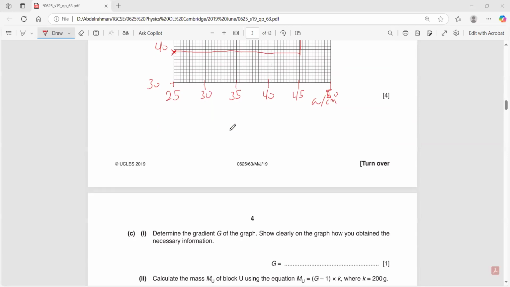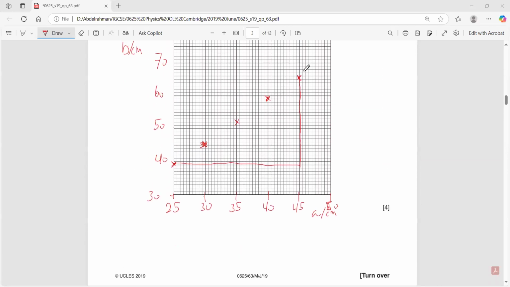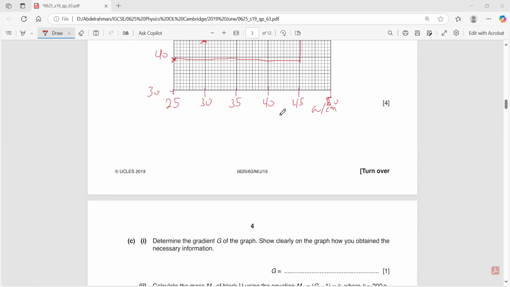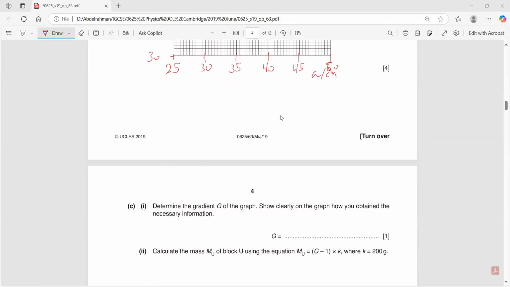Y2 minus y1, which is 65.5 minus 39, over 45 minus 25. What is this? The slope. This is 1.325, or just 1.3. Okay, this is 1.3.